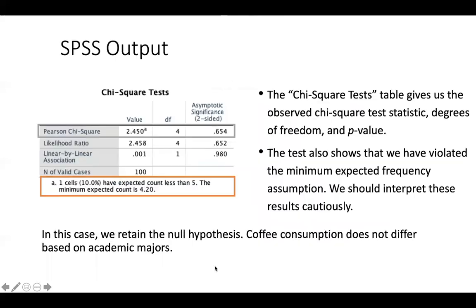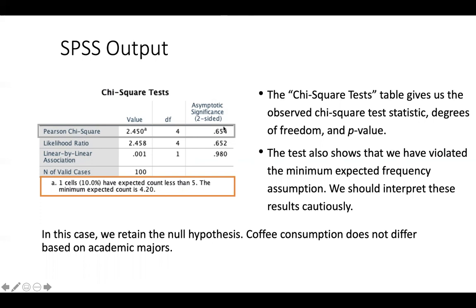Now the important part is the results. So the chi-square test table gives us the observed chi-square test statistic, degrees of freedom, and p-value. So Pearson chi-square is the statistic that we're talking about. The test also discusses violating the minimum expected frequency assumption. Too complicated for this class. Don't worry about it. So what we want to pay attention to is right here, our Pearson chi-square value, our degrees of freedom, and our significance.